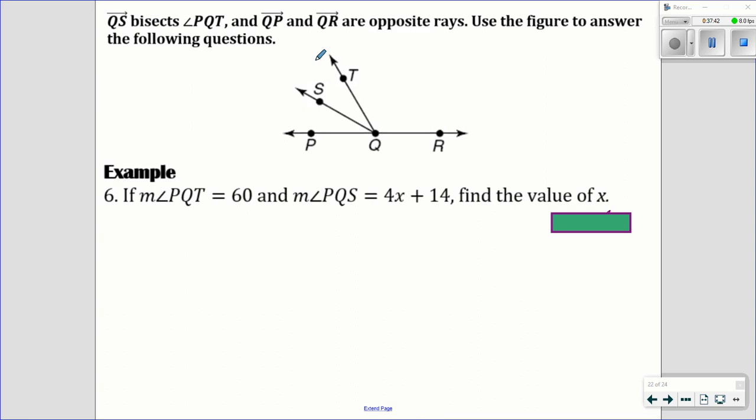So they said that ray QS bisects angle PQT. So that means these two are congruent to each other. And PQ and RQ are opposite rays. So that means this whole thing gives me 180 degrees. Just to write it there. Use this diagram to answer your question. So if angle PQT is 60, I'm going to put 60 degrees. And angle PQS is 4x plus 14.